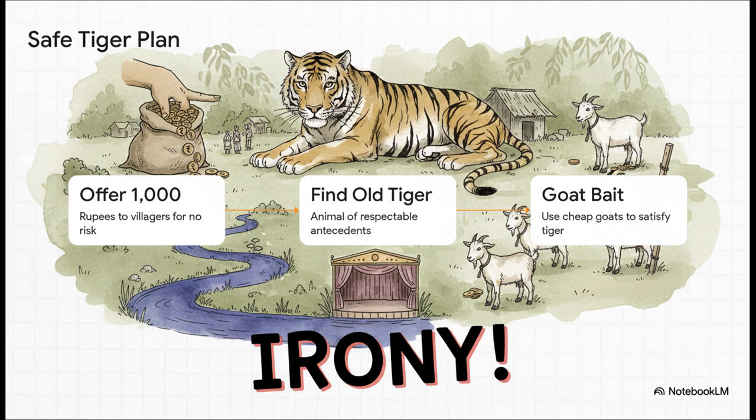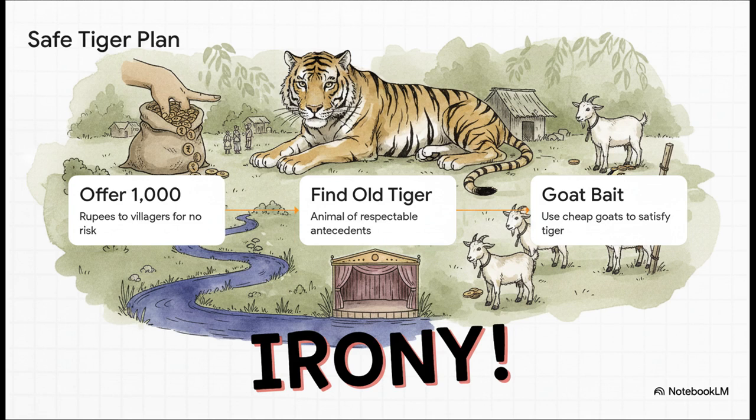Do note these steps down for your exam students. Step 1. She offers a massive sum of 1,000 rupees to the local villagers to arrange the hunt without any risk. Step 2. The villagers conveniently find an old, weak tiger that has completely given up hunting wild game. And Step 3. They use cheap goats as bait to make sure he doesn't wander off. The entire situation is artificial. It's completely staged for her convenience.